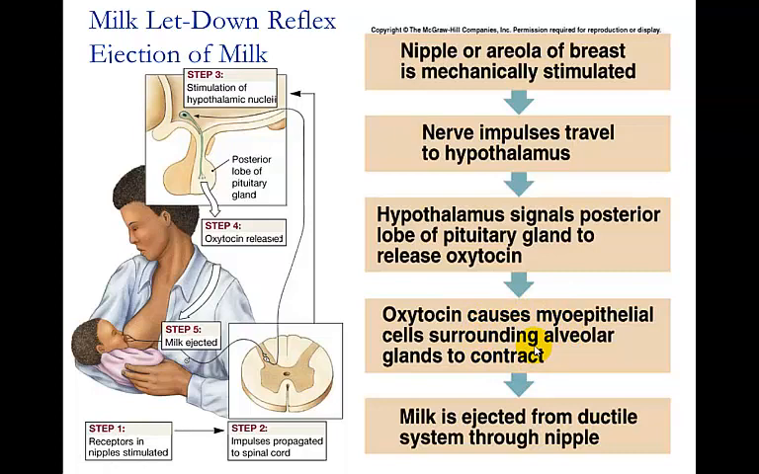glands within the breast. These myoepithelial cells cause contraction, which literally ejects the milk. The milk will pour out and into the baby's mouth as the baby sucks, and that is the letdown reflex. And this is the end of our chapter and the end of our semester.